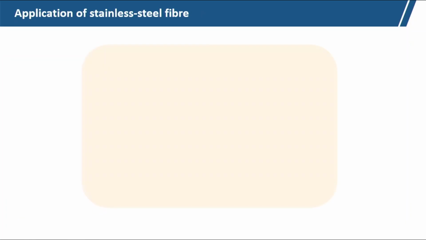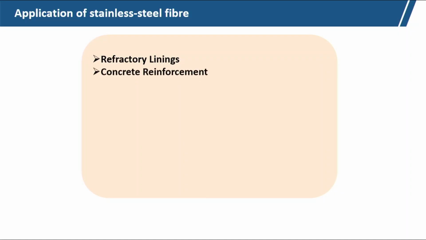So, what are the applications? Let us see. Refractory lining as reinforcing material, concrete reinforcement as we have already mentioned, and high temperature filtration systems, where we can use this fiber. Because of the low thermal expansion, the pore size will not change. So, for very high temperature filtration, including gaseous filtration, we can use this stainless steel fiber.